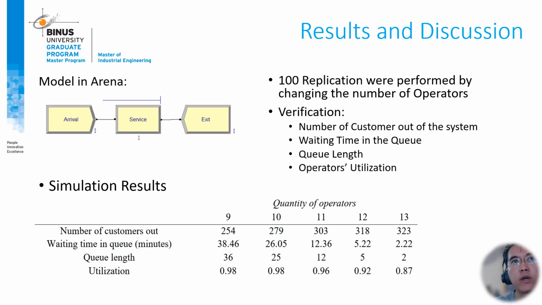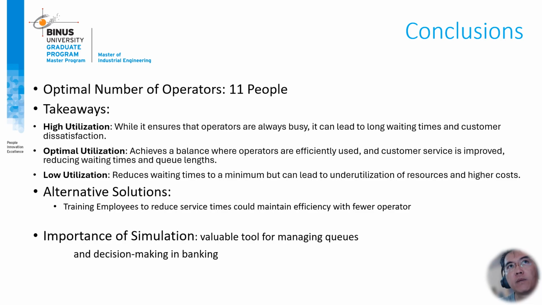While we can see with 13 operators, the utilization dropped further, indicating operators were less busy, with minimal waiting times and very short queues of only 2 people. It also meant that the system was underutilized, potentially leading to higher operational costs without a proportional increase in efficiency. Optimal utilization is 11 operators for best balance, but the trade-off is cost versus efficiency with more operators.